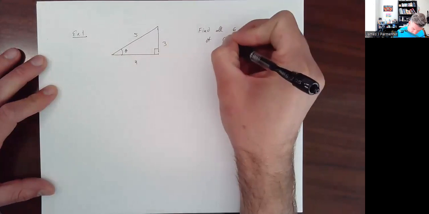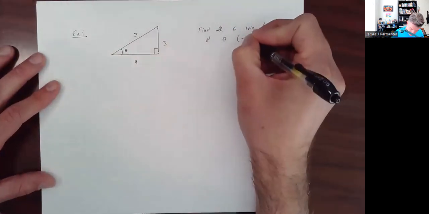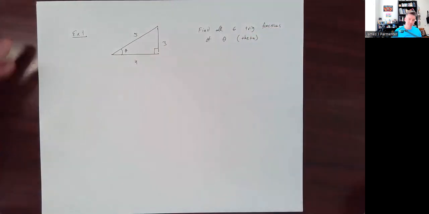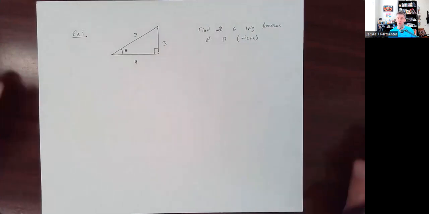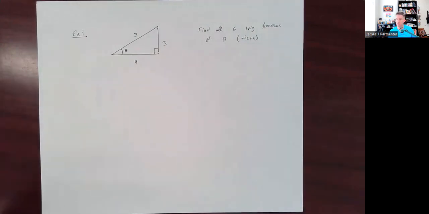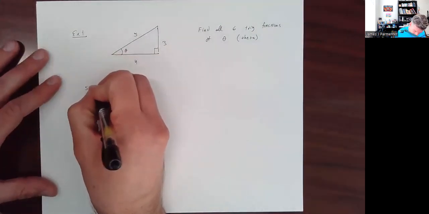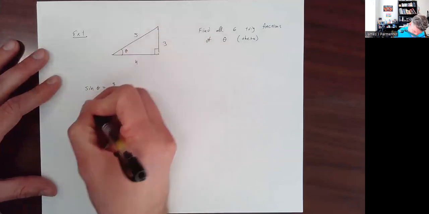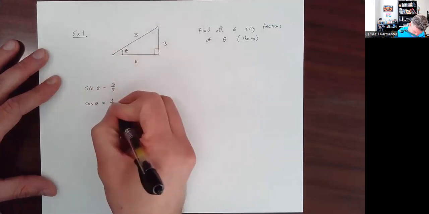In case you're curious, theta is spelled Theta. It's pronounced, as I've said it, theta. It's kind of the standard angle people use for things, but I'll use a couple other Greek letters as well, just to mix it up. So in this case, sine of theta is opposite over hypotenuse, which is 3/5. Cosine of theta is adjacent over hypotenuse, which is 4/5.